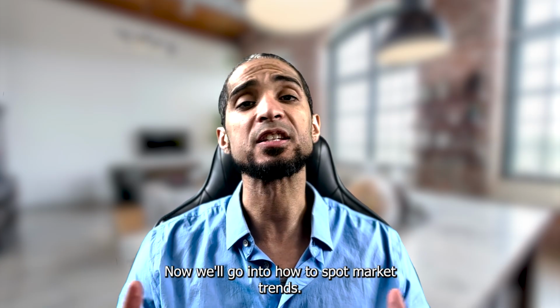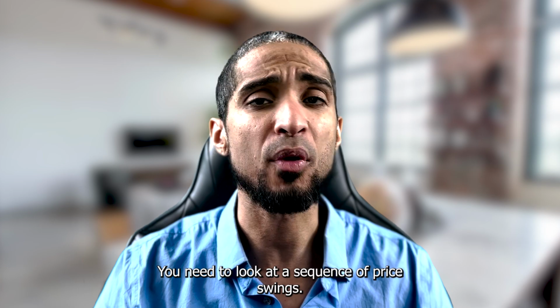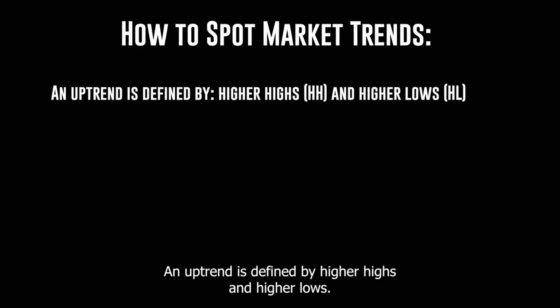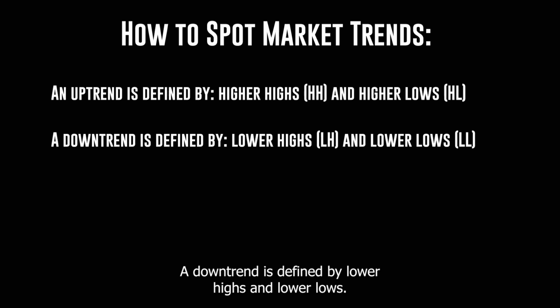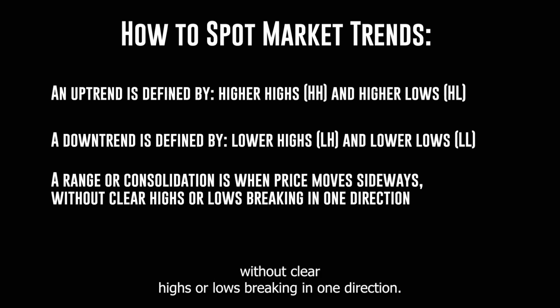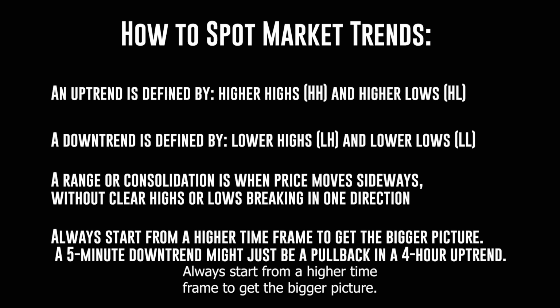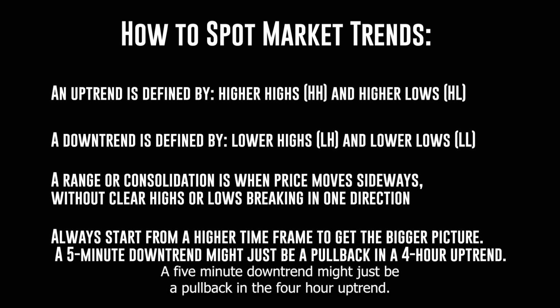Now we'll go into how to spot market trends. To spot a trend, you need to look at a sequence of price swings. An uptrend is defined by higher highs and higher lows. A downtrend is defined by lower highs and lower lows. A range or consolidation is when price moves sideways without clear highs or lows breaking in one direction. Always start from a higher time frame to get the bigger picture. A 5-minute downtrend might just be a pullback in the 4-hour uptrend.